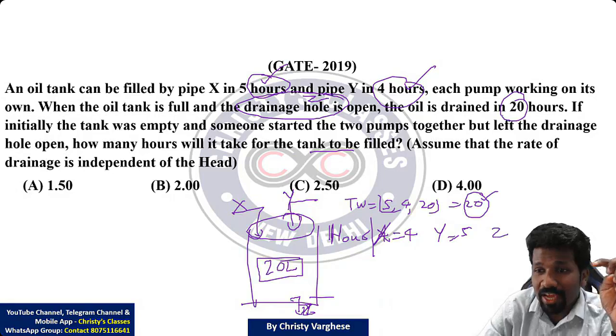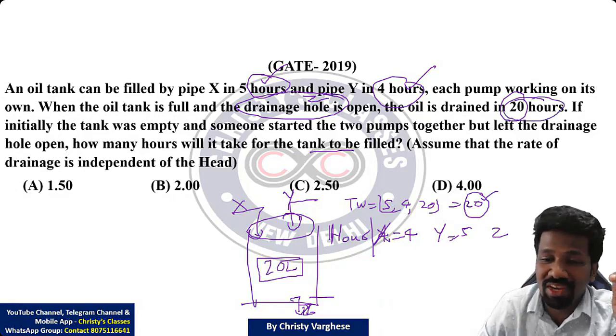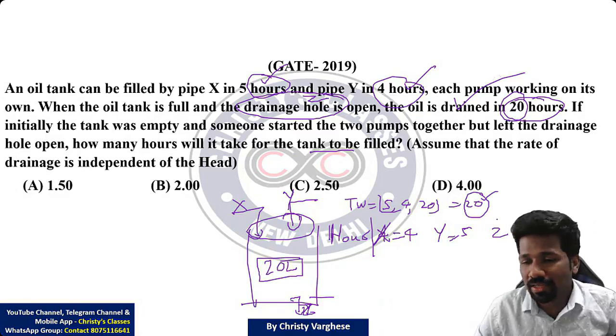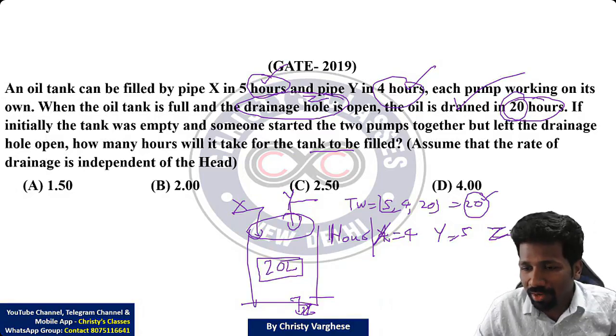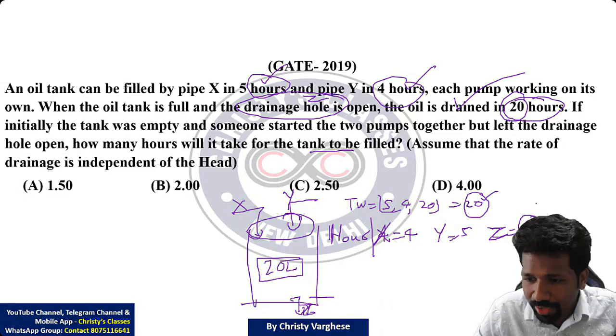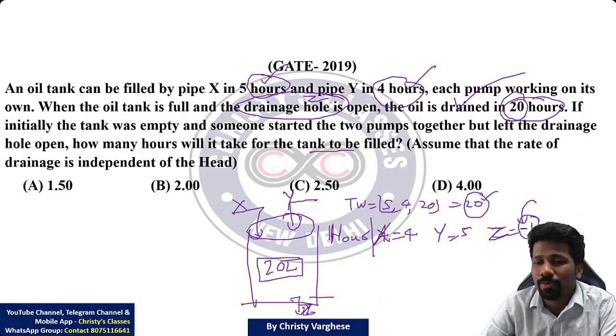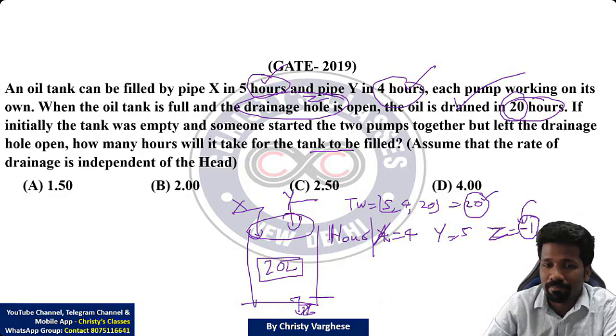Pipe Z क्या कर रहा है? 20 hour में 20 liter empty करेगा, drain करेगा means empty करेगा ना. मतलब pipe Z is doing negative work. So 20 hour में 20 liter, so 1 hour में 1 liter कम करेगा ये indicate करने के लिए -1 we are writing. -1 is the work done by them.